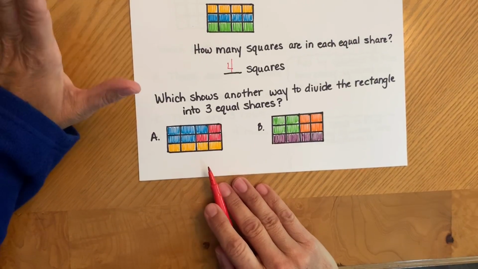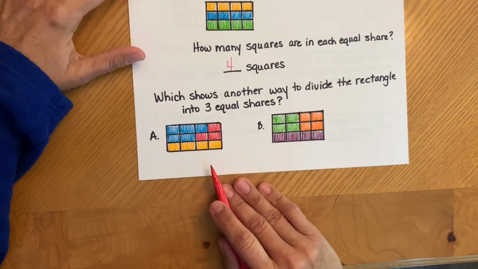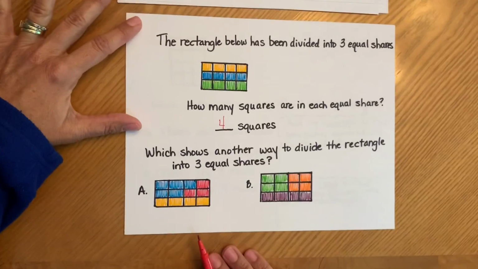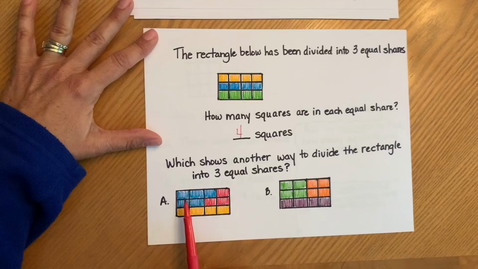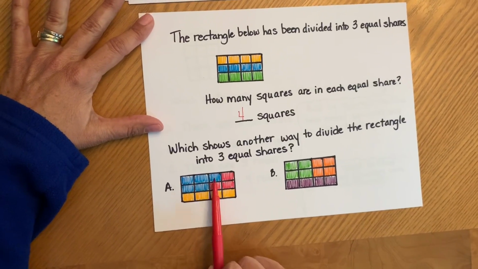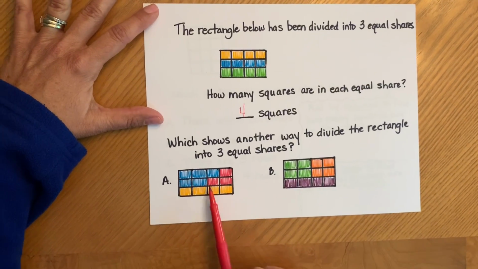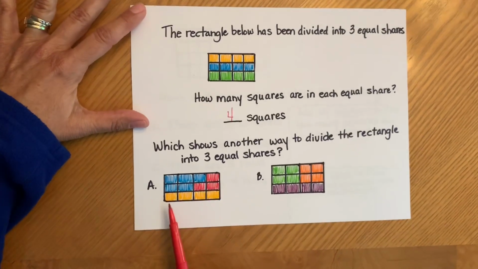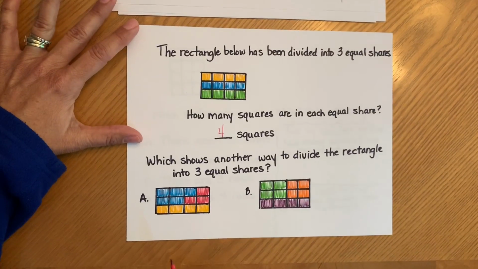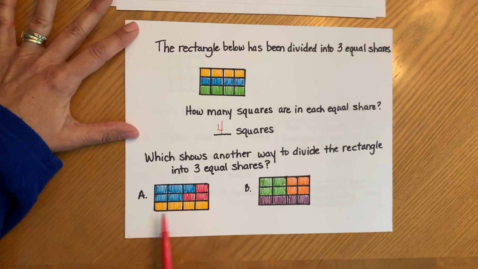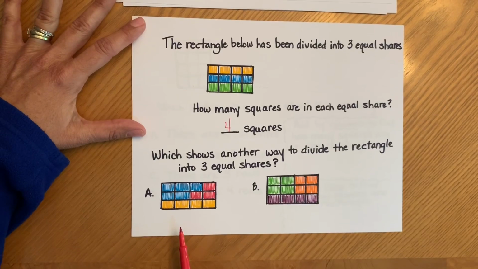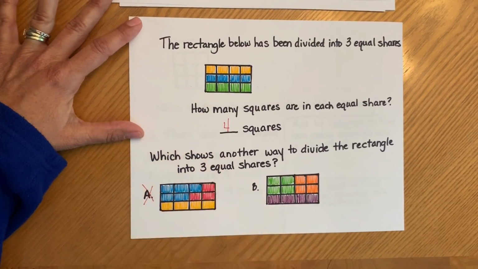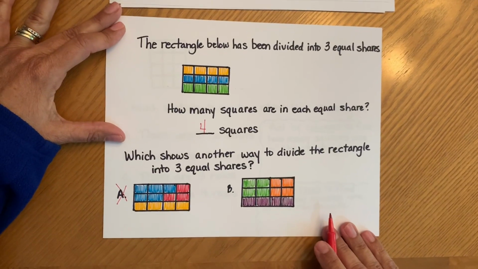Now, these can be a little tricky, so pay attention. Which shows another way to divide the rectangle into 3 equal shares? Well, this blue share has 1, 2, 3, 4, 5 squares. This red share has 3 squares. And this gold color has 1, 2, 3, 4 squares. There are 3 shares, but are they equal? No, because you have 3, 4, and 5 squares. So that is not a good way to divide the rectangle.